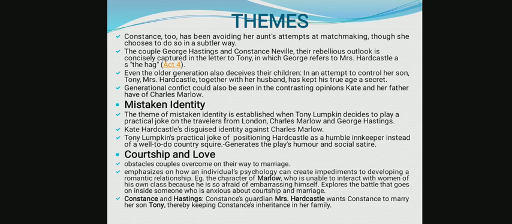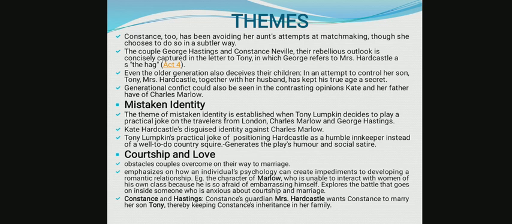And the next point is courtship and love. Yes, you have a lot of courtship and love going on within the play. The thing that Goldsmith tries to emphasize is the obstacles couples overcome on their way to marriage. What are the obstacles that any couple has to undergo to reach the final consummation, or let's say marriage? In a way, Goldsmith also emphasizes how an individual's psychology can create impediments to developing a romantic relationship. That is, a man's point of view or a woman's point of view regarding marriage and love could be an obstacle for a proper married life or a proper love life.